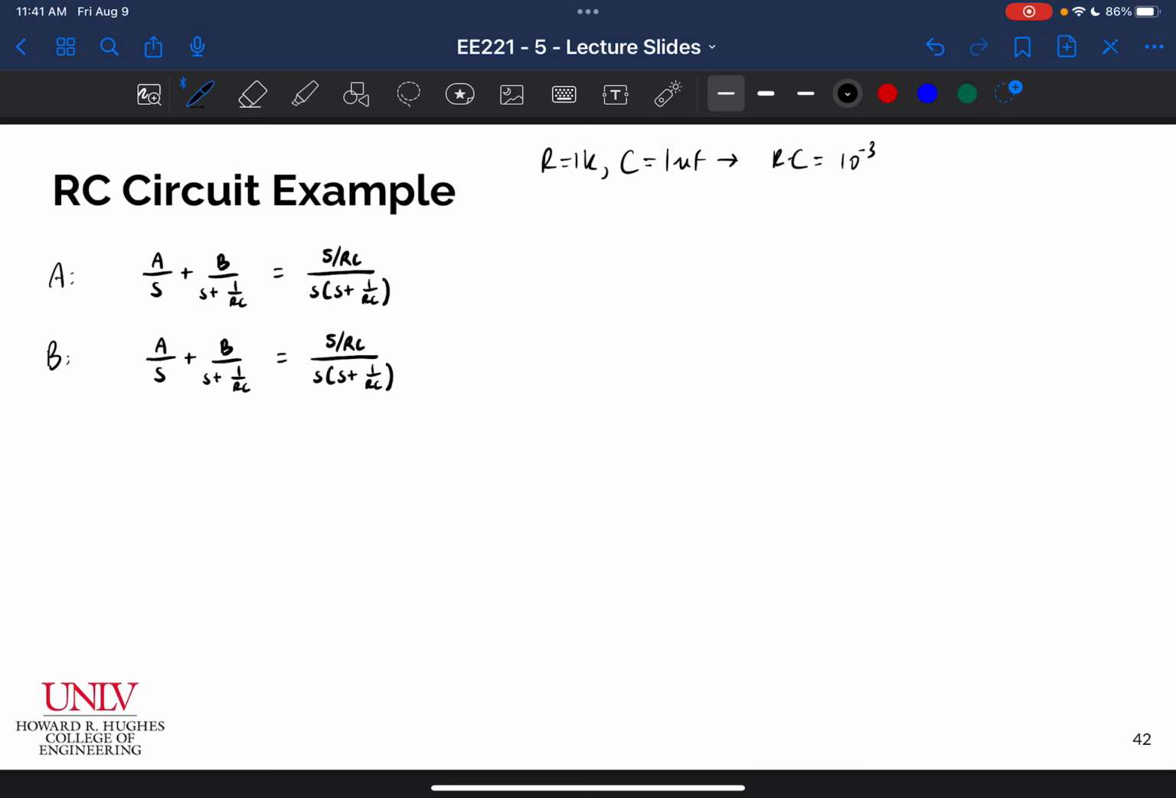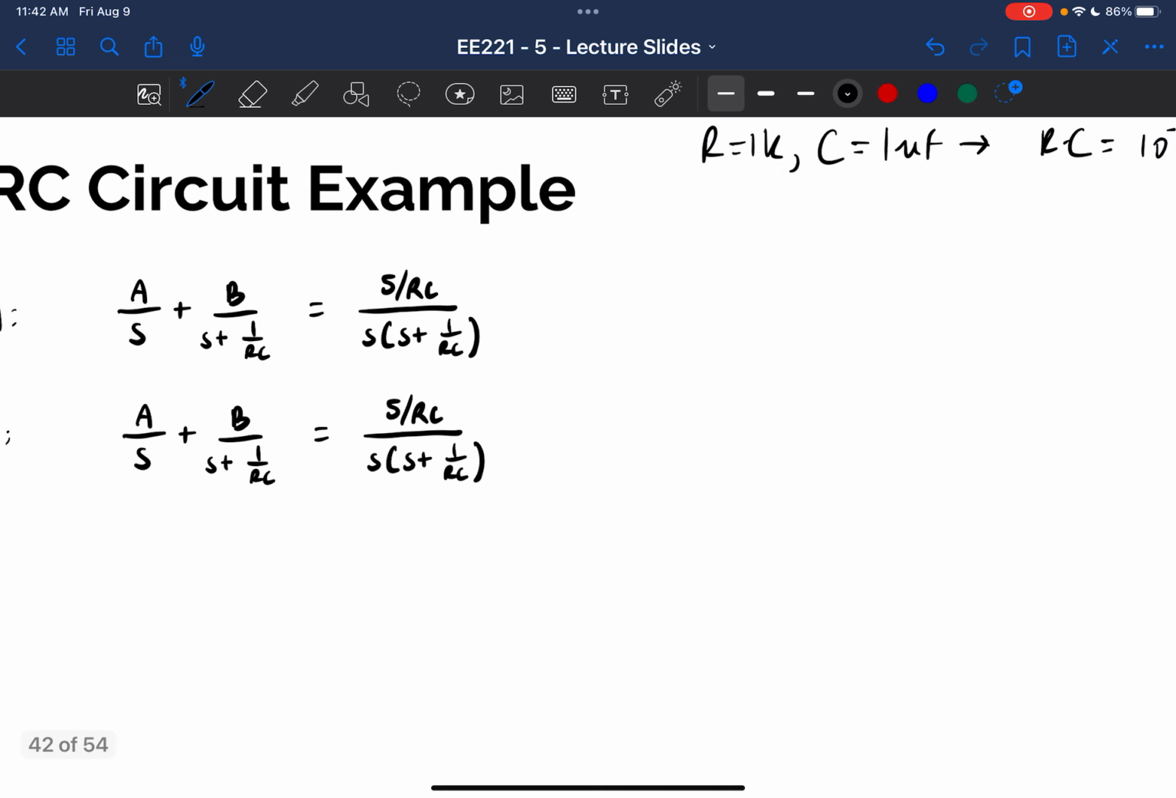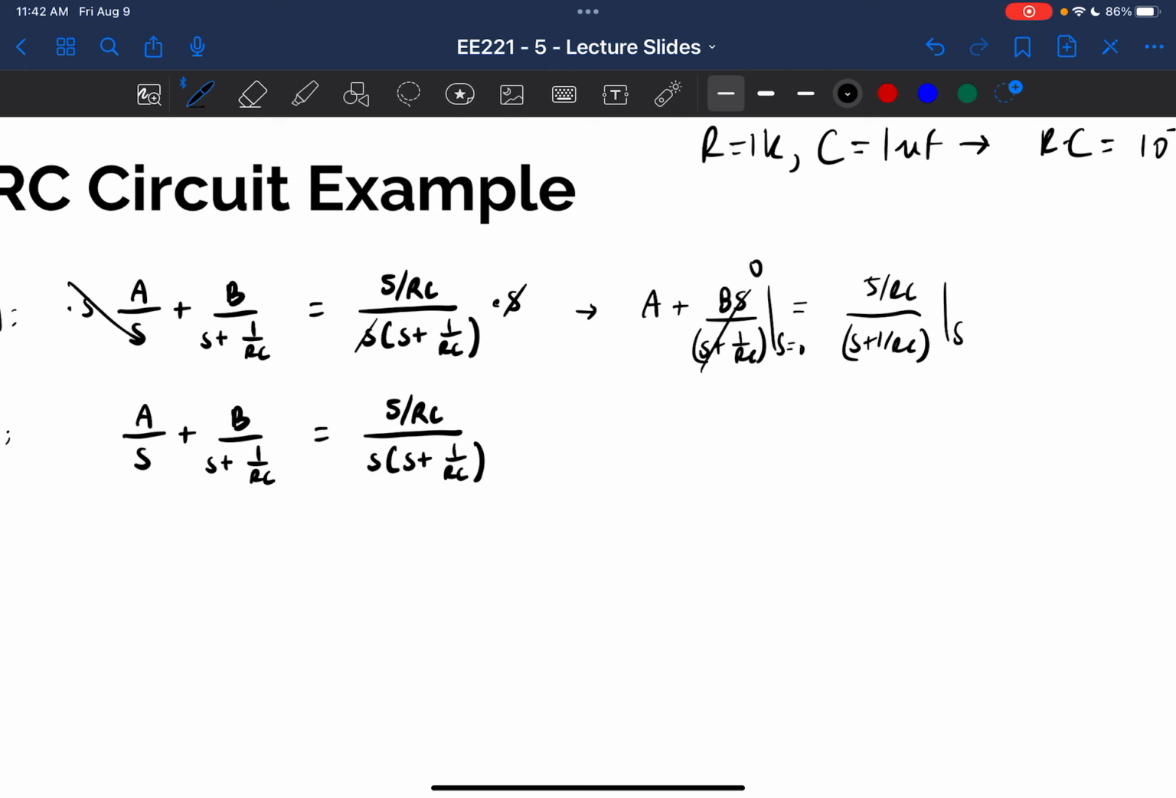So first and foremost, in order to solve for A, we need to multiply both sides by S, right? So let's multiply by S on both sides. That causes these to cancel, and then I rewrite this as A plus BS over S plus 1 over RC equals 5 over RC divided by S plus 1 over RC. And then we evaluate both sides at S equals 0, right? If I do that, that causes this term to go to 0. And over here, I evaluate at S equals 0, and this also goes to 0.